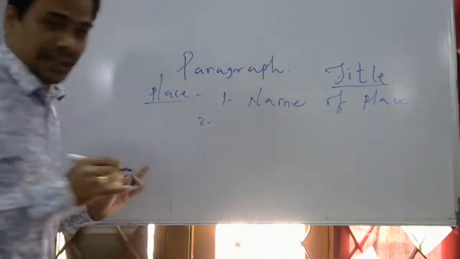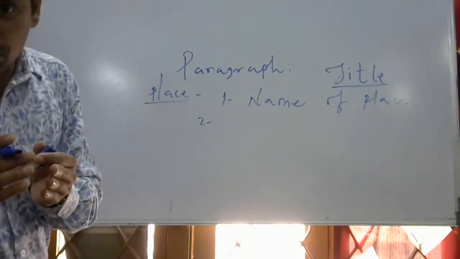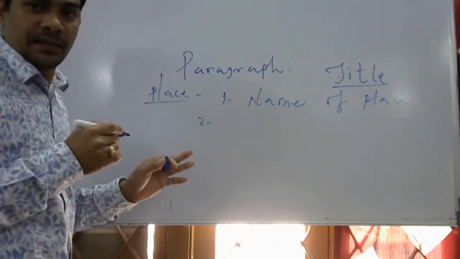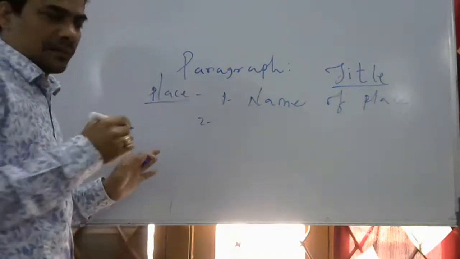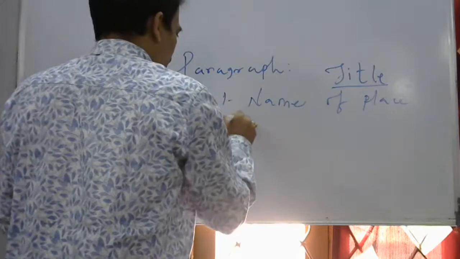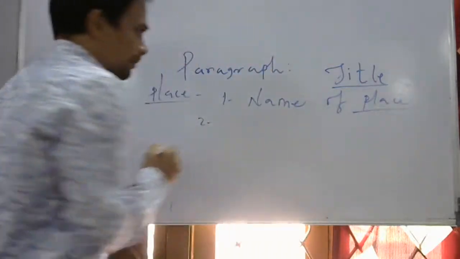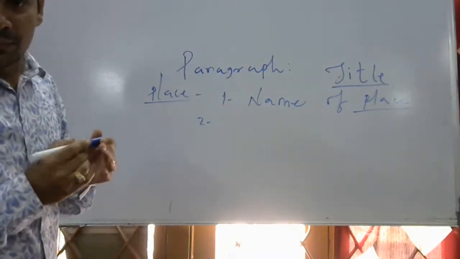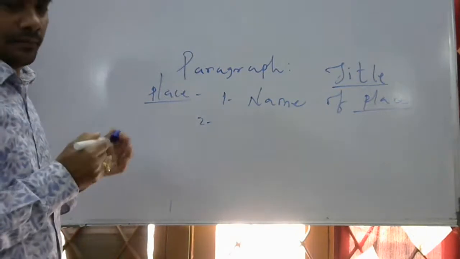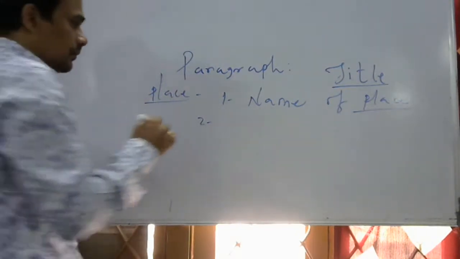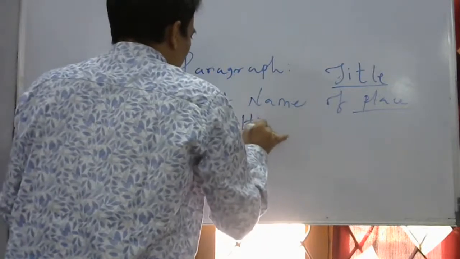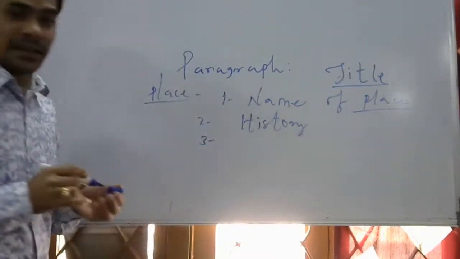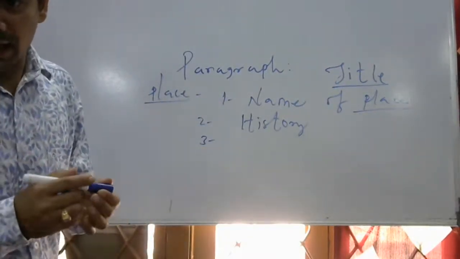The second point the child should understand is the location. In location, you mention where the place is. Then you try to understand another thing. The third point is the history of that place.